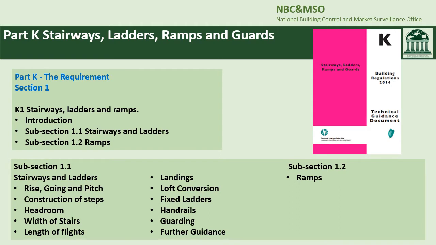The requirement of Part K1, stairways, ladders and ramps, is dealt with under subsection 1.1 of Part K TGD, which covers rise, going and pitch, construction of steps, headroom, width of stairs, length of flights, etc., and under 1.2 of Part K TGD, ramps.